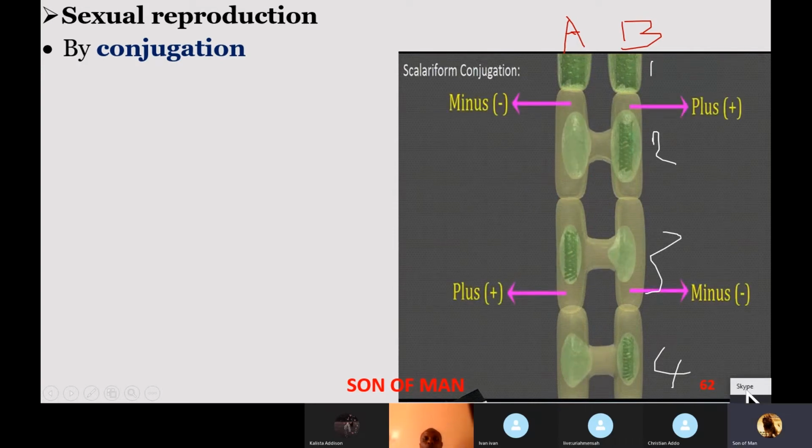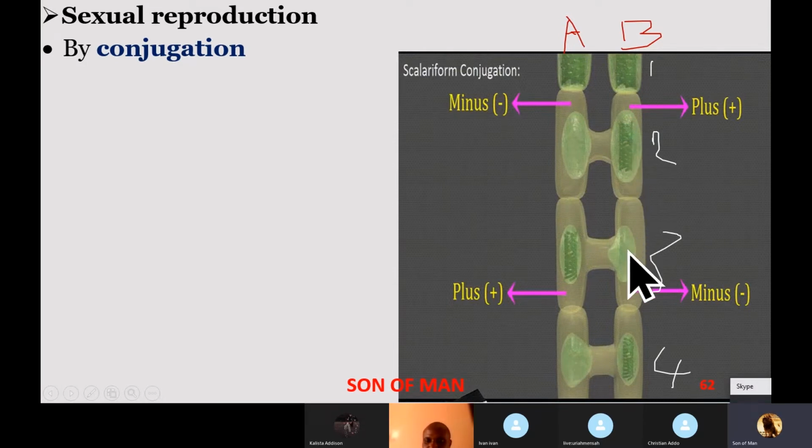Now, when you check cell 2 of both A and B, the cell content of cell 2 of A is moving towards the cell content of cell 2 of B. So because materials are moving from A to B, that particular cell giving out a cell content is referred to as the minus. And the one receiving it is termed as the plus or positive.